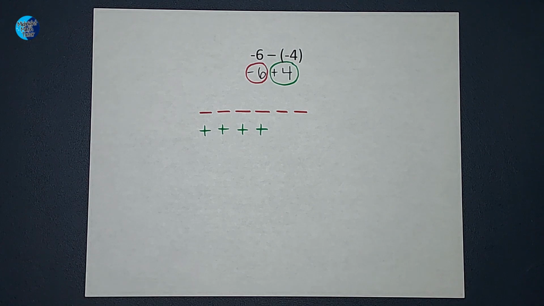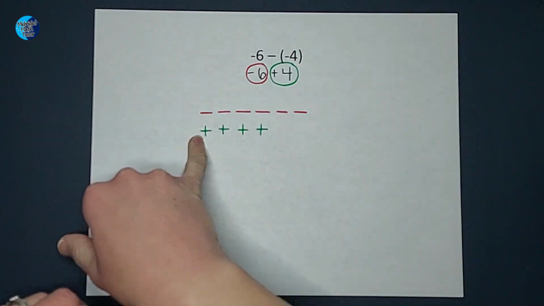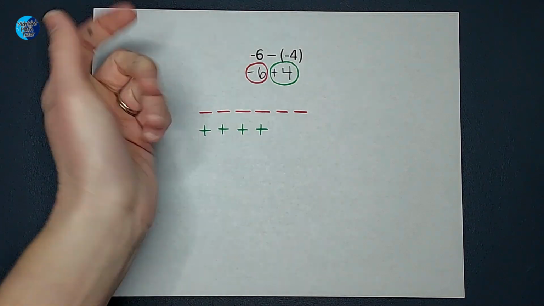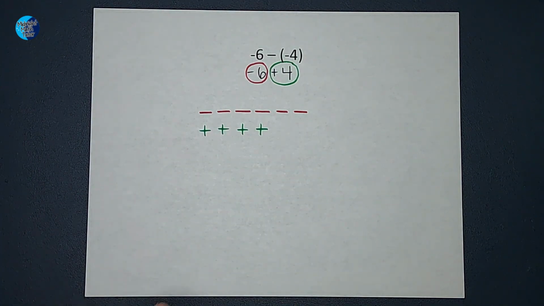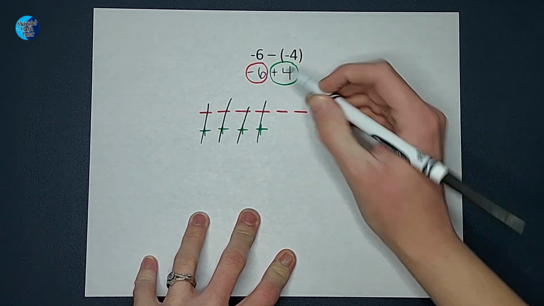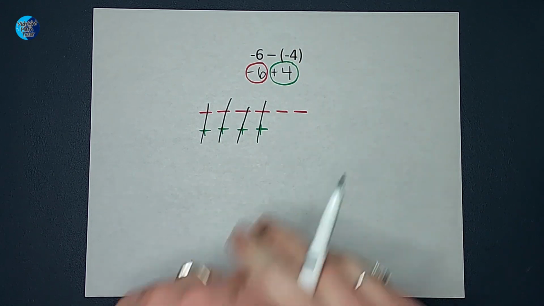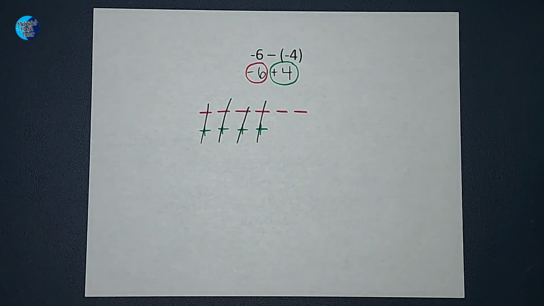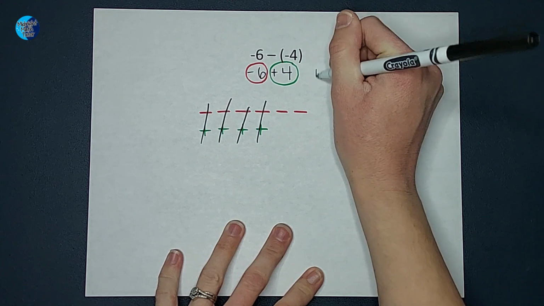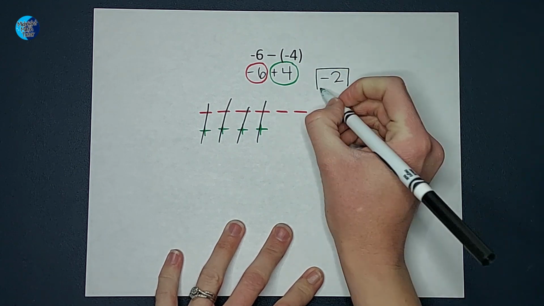Well, now guess what? A positive and a negative cancel each other out. If I have 1 and I take away 1, that's 0. So these cancel, these, and these. And what I'm left with is my answer. So I'm left with 2 negatives, or -2. And that is my answer.